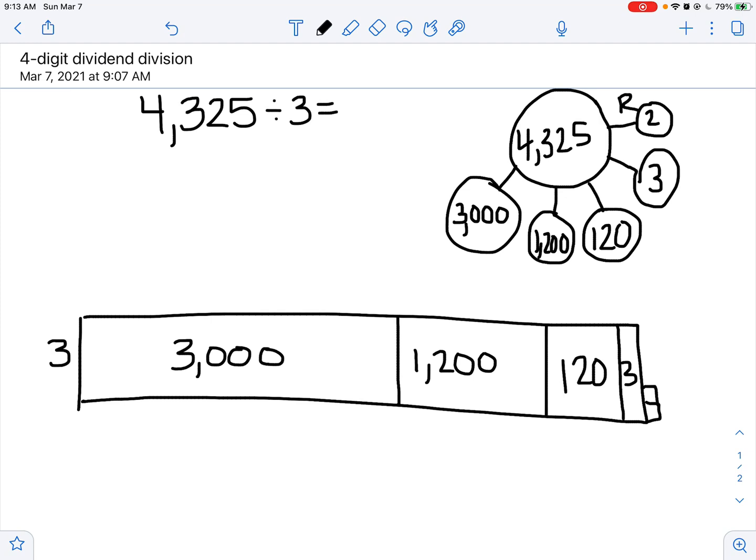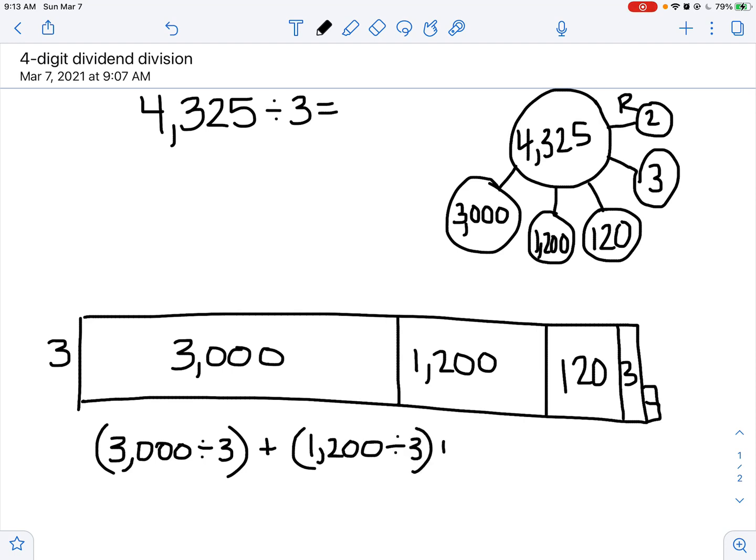So I'm going to put my partial quotients down here, and I would like you all to start getting in the habit of writing your partial quotients. So I've got the problem here of 3,000 divided by 3 plus I'm going to do 1,200 divided by 3 plus 120 divided by 3 plus 3 divided by 3. And those are going to be my partial quotients.